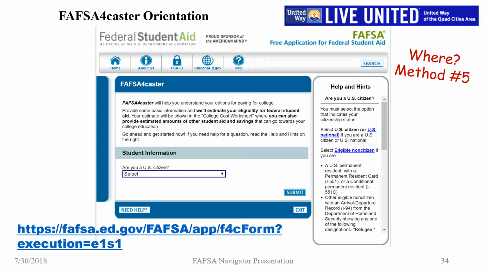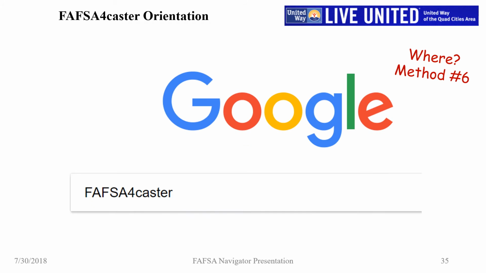Number 5. Go to the FAFSA Forecaster directly. The web address is as shown on the screen. Plus, our method number 6, of course, is that you may search for it using your favorite search engine. As they say, the best place to hide something is in plain view. There are probably more ways to access the FAFSA Forecaster, but I'll let you discover them, and please do share what you find out.